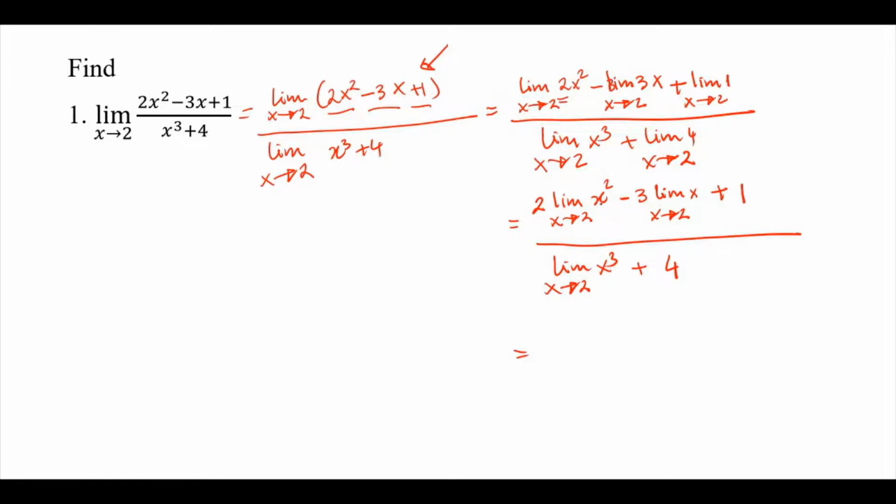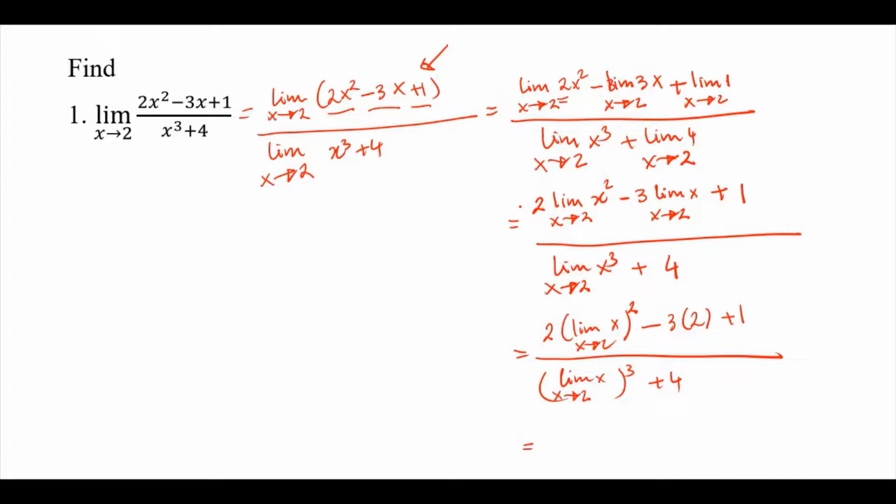In this case, we have a function raised to the n power, and it's a positive integer. So we can say this is equal to 2 times the limit of x as x approaches 2, raised to the second power. We can rewrite it like that using the properties. We know the limit of x as x approaches 2 is equal to 2, so we have minus 3 times 2 plus 1 over, similar here, the limit of x cubed is basically the limit of x, all to the third power, as x approaches 2, plus 4.